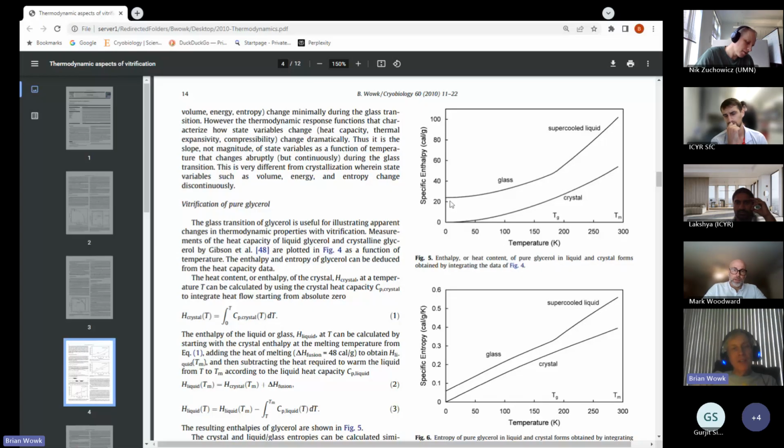So yes, you're right. It's not vibrational. It's a configurational difference in energy, that there's not as many organized tight hydrogen bonds in the liquid or glass state as there is in the crystal state.